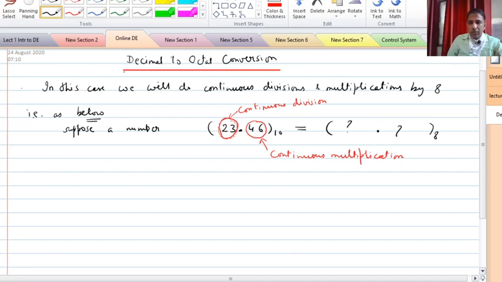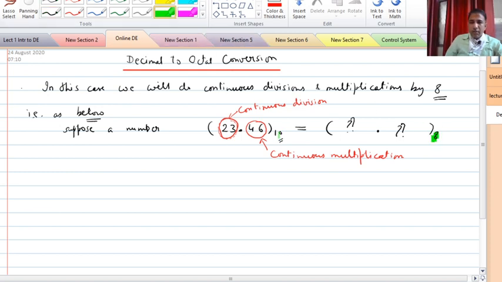Welcome to the new topic, decimal to octal conversion. In this case, we will do continuous divisions and multiplications by 8 as that is given below. Suppose we are having the number 23.46 written with base 10, that is decimal number, and we want to convert this number to its equivalent representation in octal form, that is with base 8.